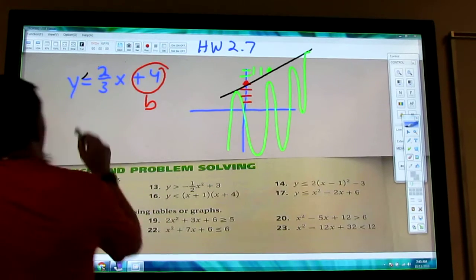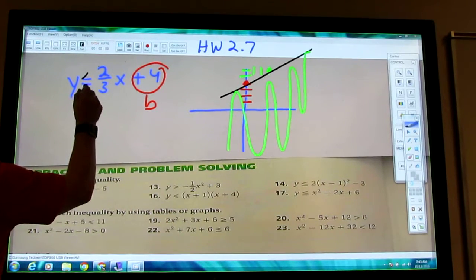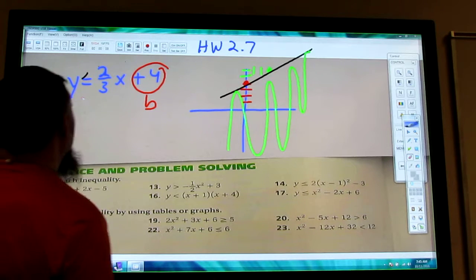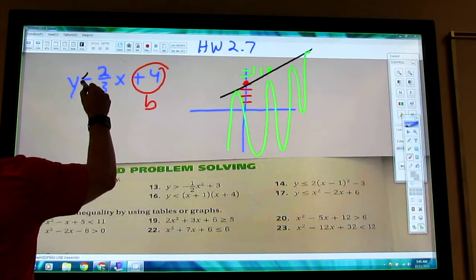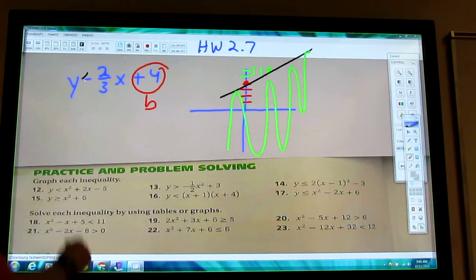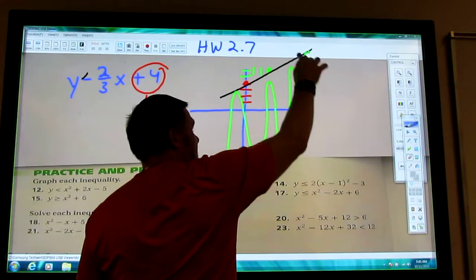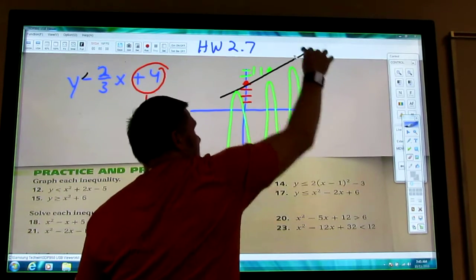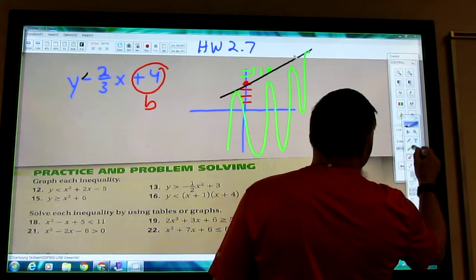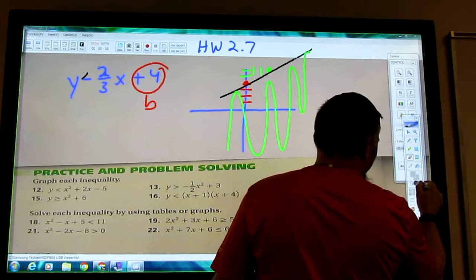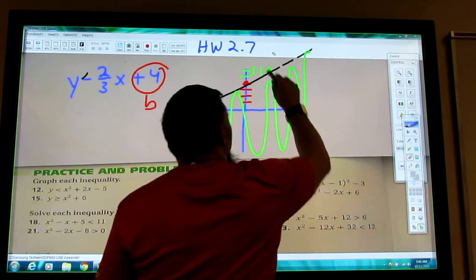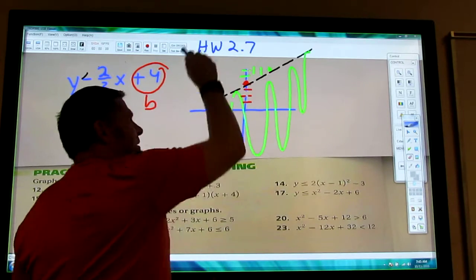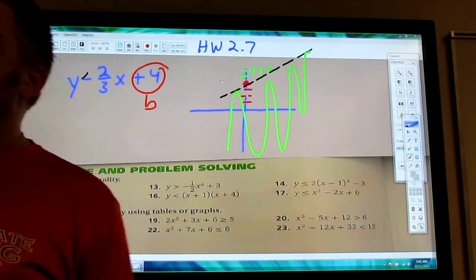if I change this, I can't erase this. Oh, there we go. So, if I change this to just less than, then all I really have to do is make this dotted. You remember that? It's the same thing.